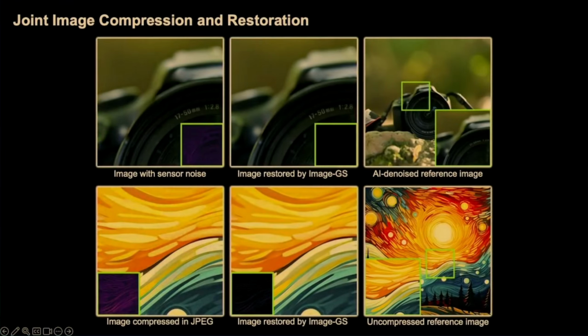Thanks to the low-pass nature of Gaussian functions, ImageGS is also remarkably robust to pixel-level distortions and artifacts at low bit rates. As shown in these images, it removes most camera sensor noise and JPEG artifacts from the input images while preserving fine details, effectively achieving joint image compression and restoration at low bit rates.